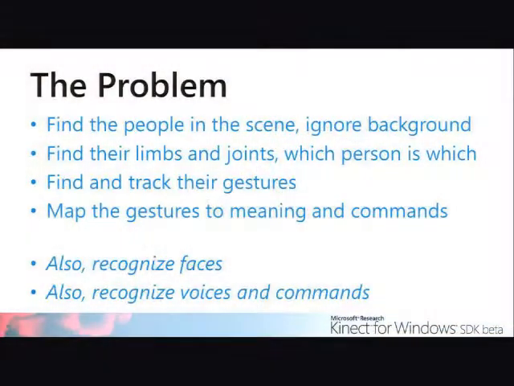The problem that Kinect is solving, I don't want to dumb this down too much, but for those that are not into computer vision, I'm sure there's a few of you in the room. You're really trying to find the people in the scene while ignoring the background, a classic background separation problem. What is person? What is background? What is plant? What is lounge chair? What is dog? You need to, though, find the limbs.